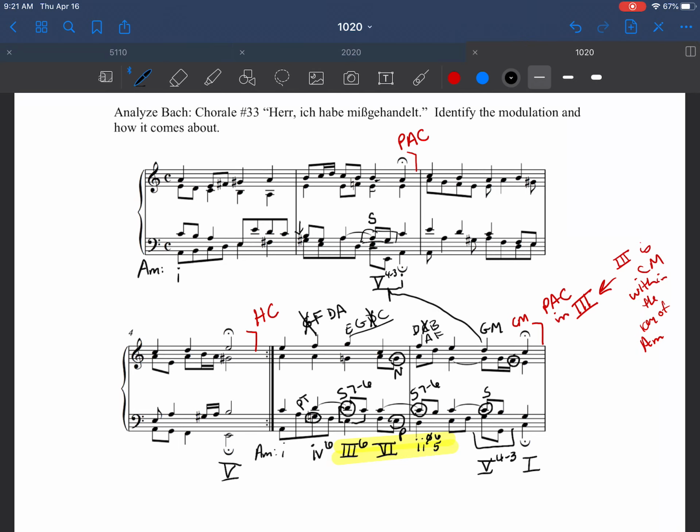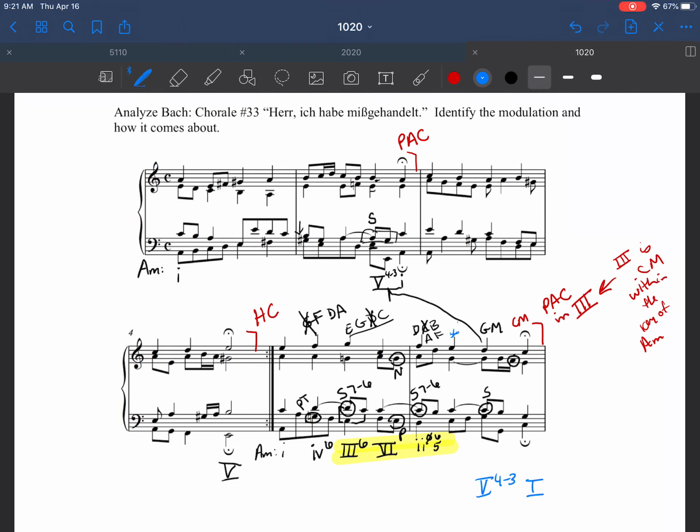So I'm going to use the trick of moving backwards. I know I'm ending in C major. I know I end with a tonic chord, and then I have a dominant before it. I'm actually going to move and write these chords in a different color so we can see this modulation. So there's my one chord, there's my five. Oops. Try that again, sorry. Five, four, three, to the one.